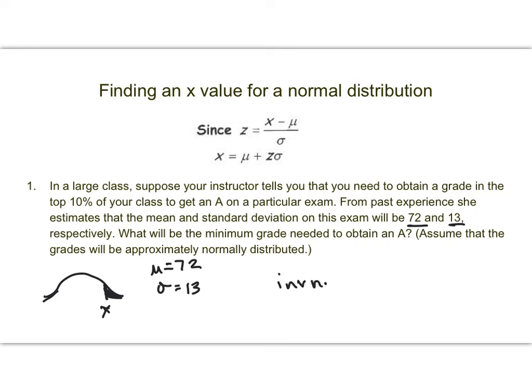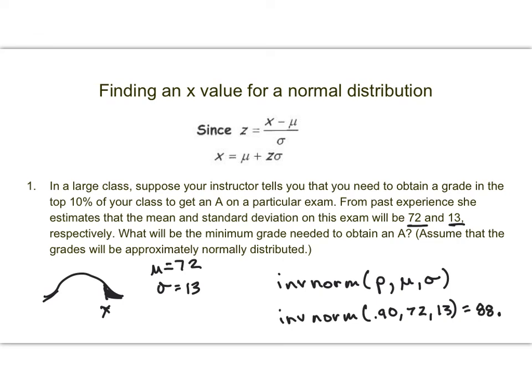So if I go into inverse norm, the syntax is I need the percentile, I need the mean, and I need the standard deviation. So be careful. The percentile is not 10%, it's the 90th percentile. The mean is 72 and the standard deviation is 13. And when I put that into the calculator, I get 88.93 or 93.66. So that's the score I would need to score in the top 10th percentile, or top 10%.